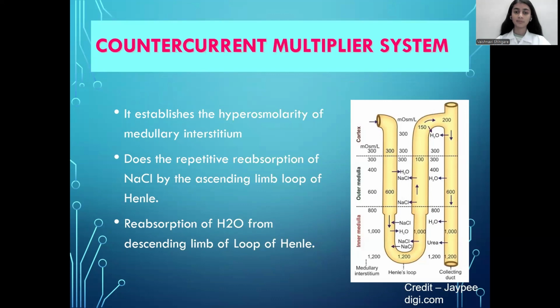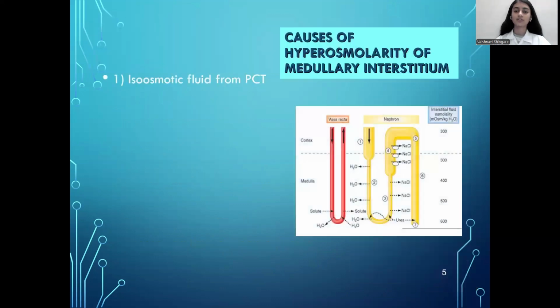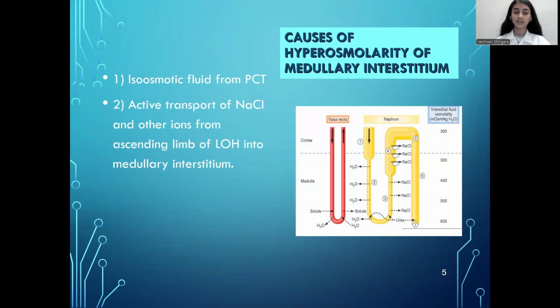It establishes the hyperosmolarity of the medullary interstitium by repetitive reabsorption of sodium chloride by the ascending limb of the loop of Henle and reabsorption of water from the descending limb. The hyperosmolarity of the medullary interstitium is caused by the osmotic fluid from the PCT and the active transport of sodium chloride and other ions from the ascending limb of the loop of Henle into the medullary interstitium.